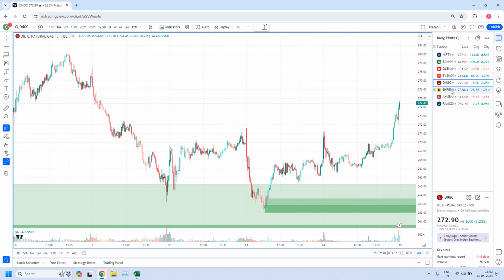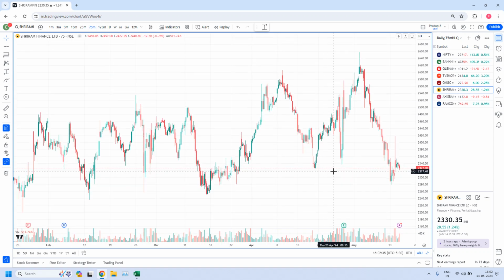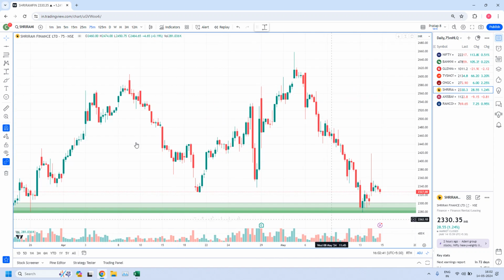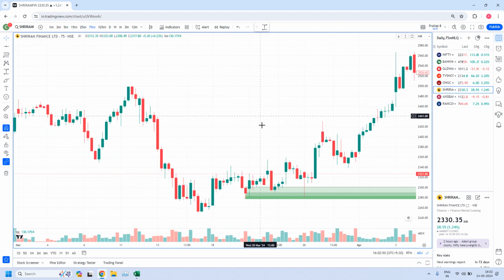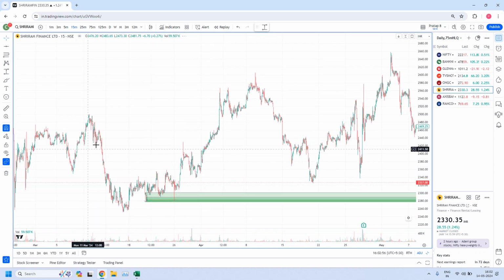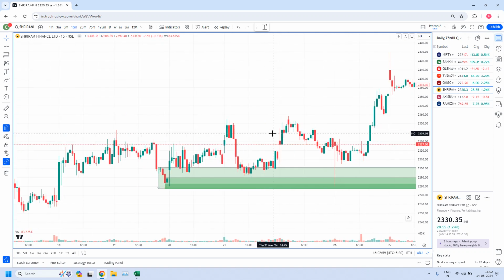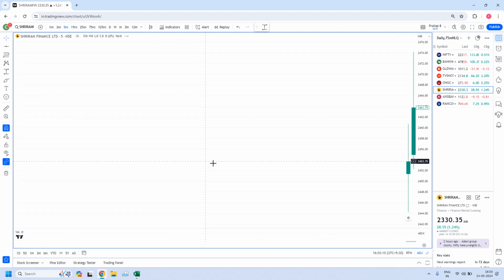And the next one is Sriram Finance. This is a 75-minute zone. So drop, base, rally. This is a 75-minute zone identified by the software. This we fine-tuned with the 15 minutes time frame. See here, you have a drop, base, again a rally candle, ERC candle. So drop, base, rally. Now again fine-tune with the 5 minutes time frame.